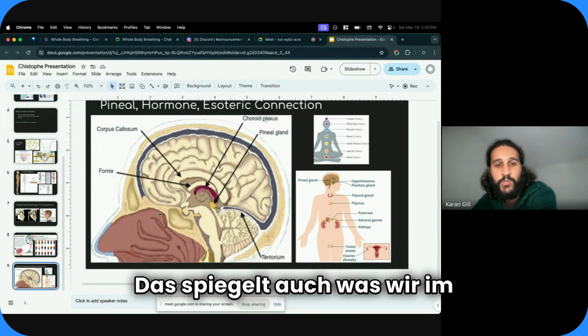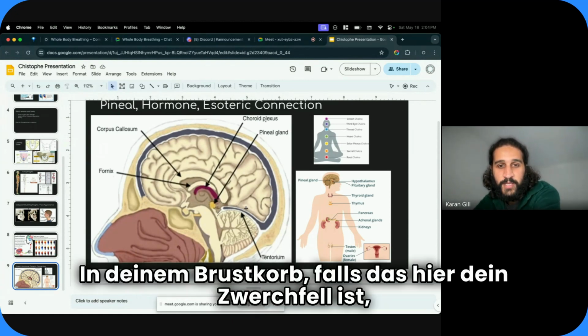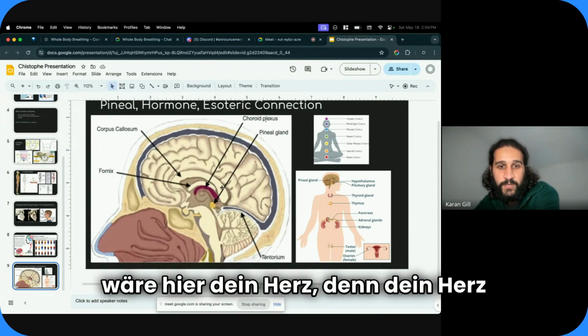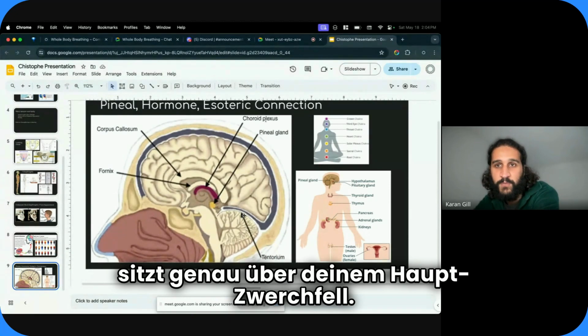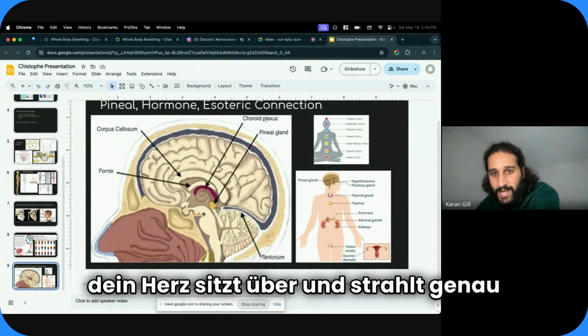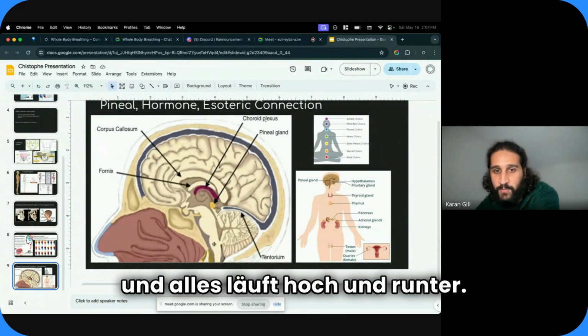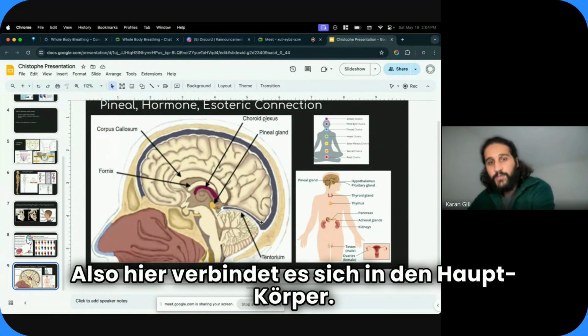So this also mirrors what we would see in the main thorax. So in your main thorax, if this was your diaphragm, this would be where your heart is, because your heart sits right on top of your main diaphragm. So this is the as above, so below connection. Your heart literally connects right into your main diaphragm, and you have the vena cava and everything running up and down. So that's where it connects into the main body.